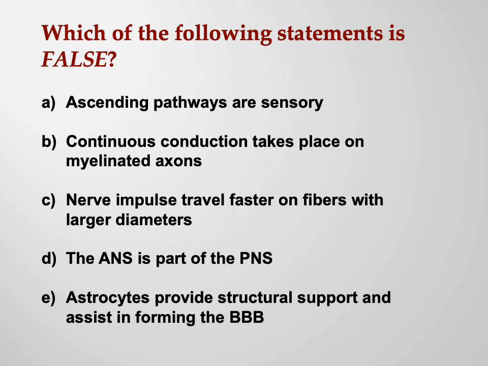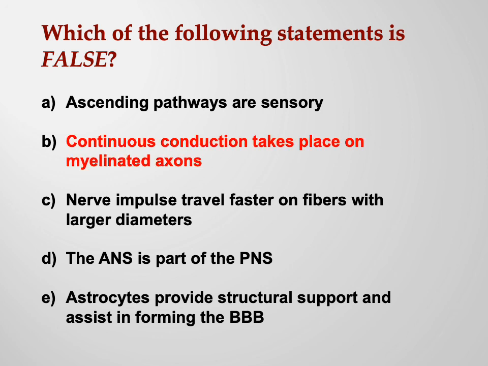Okay? So which of the following statements is false? Ascending pathways are sensory. Continuous conduction takes place on myelinated axons. Nerve impulses travel faster on fibers with larger diameters. The ANS is part of the PNS. Or astrocytes provide structural support and assist in forming the blood-brain barrier. This kind of ties together everything we've done so far in this basic neuro PowerPoint. This is forcing you to go back and think about all the things we talked about. So 4 of those are true, 1 of those is wrong.